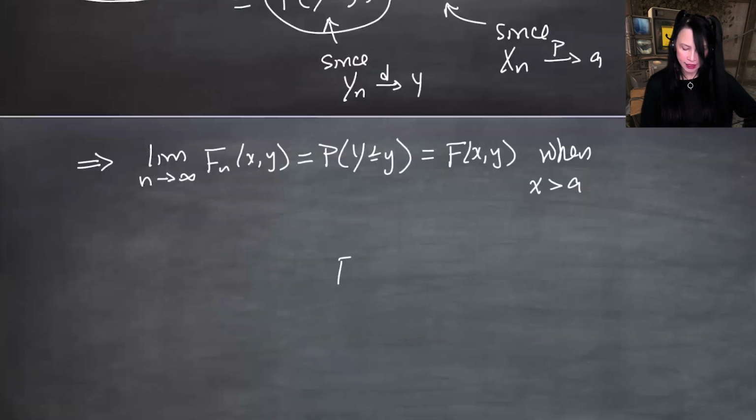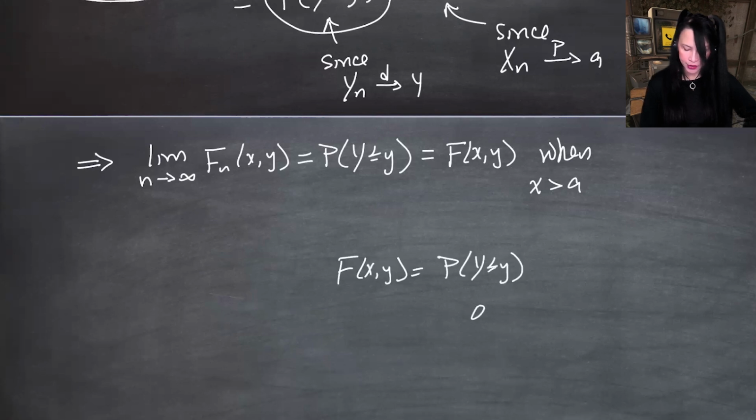Our limiting CDF was the probability that y is less than or equal to y, and sometimes it's 0 when x is greater than or equal to a, and when x is less than a, and we have this point of discontinuity at a, and maybe others, depending on where the y's are, but we don't care about those.